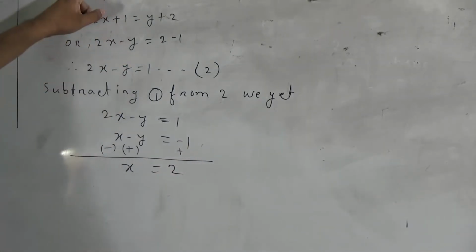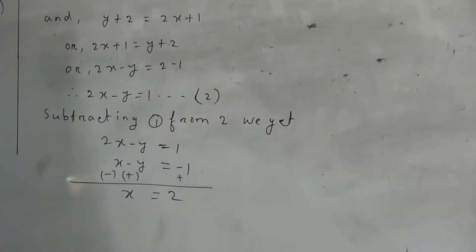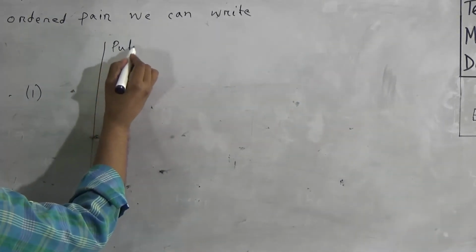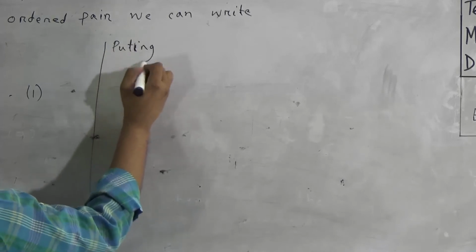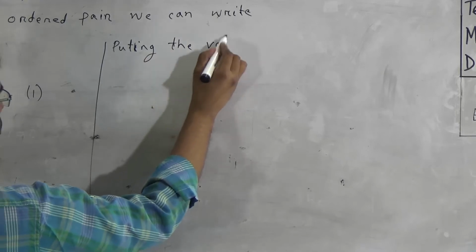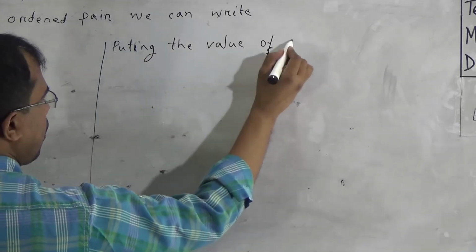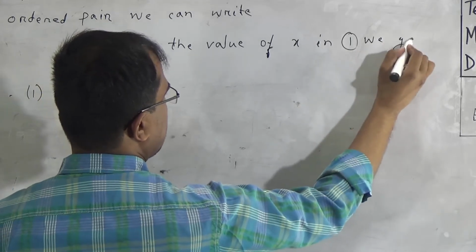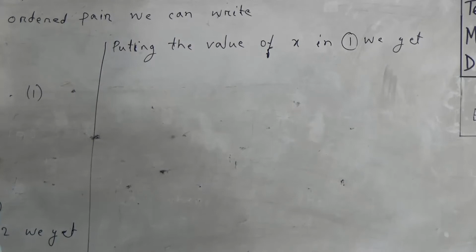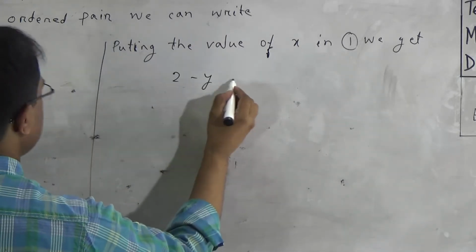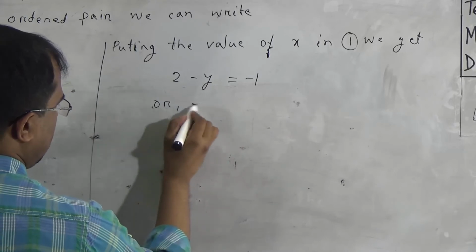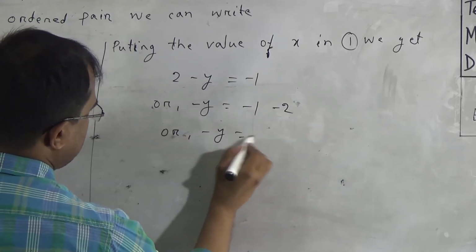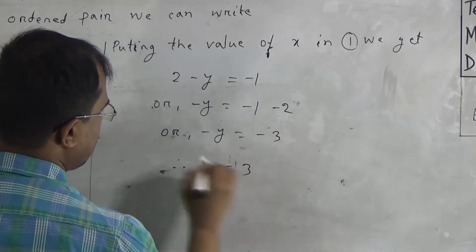Now putting the value of X in equation 1, we can get the value of Y. Putting the value of X in 1, we get, equation number 1 is X minus Y, the value of X is 2, so 2 minus Y is equal to minus 1, or minus Y is equal to minus 1 minus 2, or minus Y is equal to minus 3, therefore Y is equal to 3.